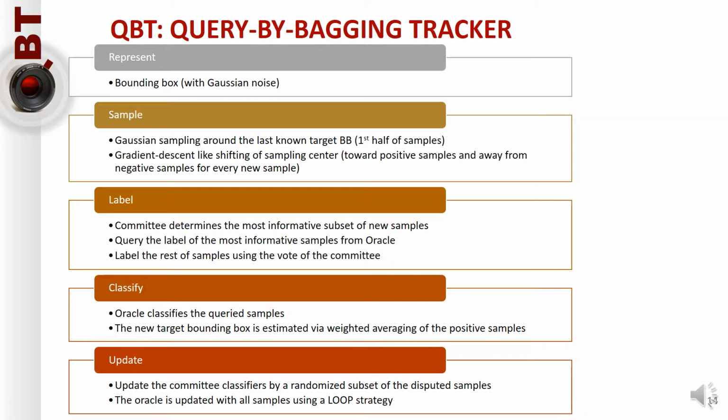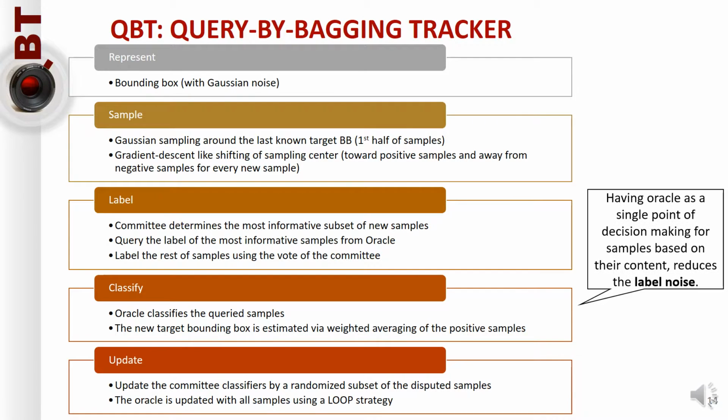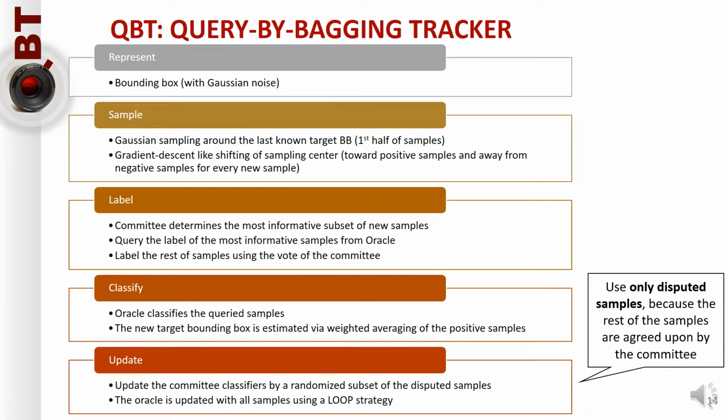This algorithm addresses the shortcomings mentioned earlier in the presentation. The sampling is informed and guided. The committee members are independent and thus could perform classification and updating in parallel. Using the oracle to decide about disputed samples reduces the label noise. Weighted voting of the target prevents tracker drift in the event of outlier samples and fortifies the target estimation process. The committee are only updated using disputed samples since they agree on the rest of the samples, and adding them to the training set is redundant.